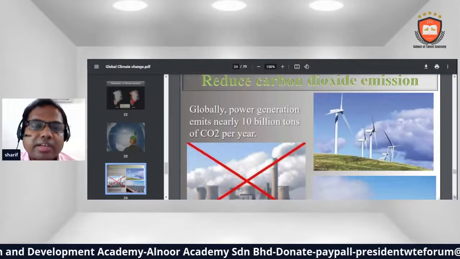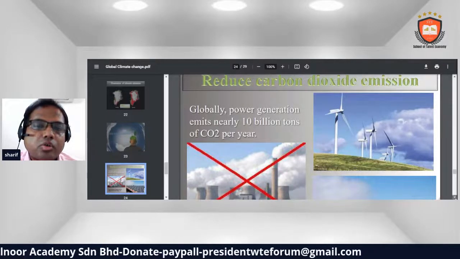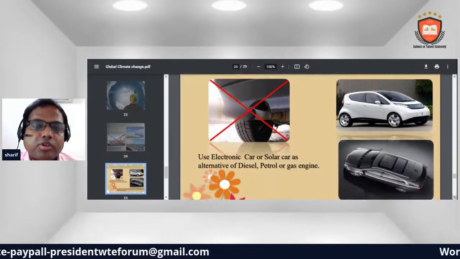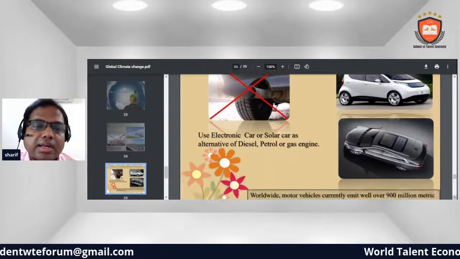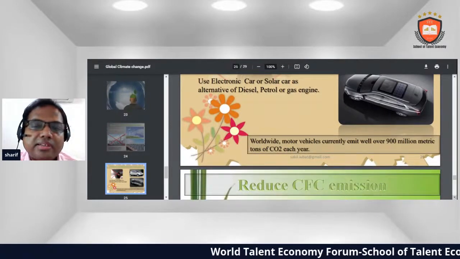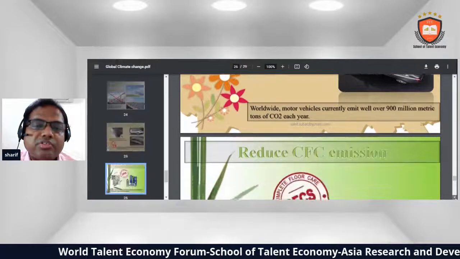Recommendations. There are different kinds of things happening. Reduce carbon dioxide emissions. Globally, power generation emits nearly 10 billion tons of CO2 per year. Use electric cars or solar cars as an alternative to diesel, petrol, and gas engines. Worldwide, motor vehicles currently emit well over 900 million metric tons of CO2 each year.